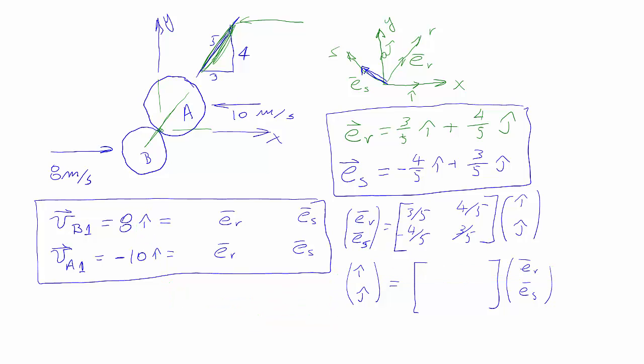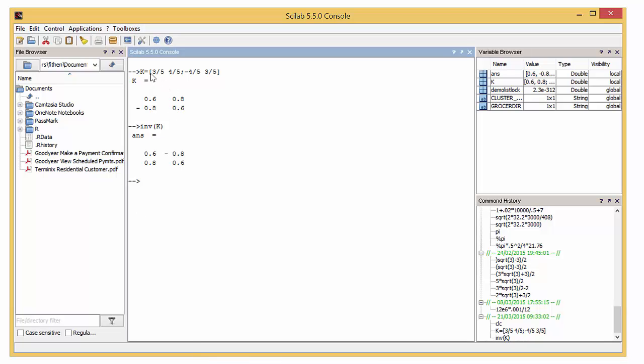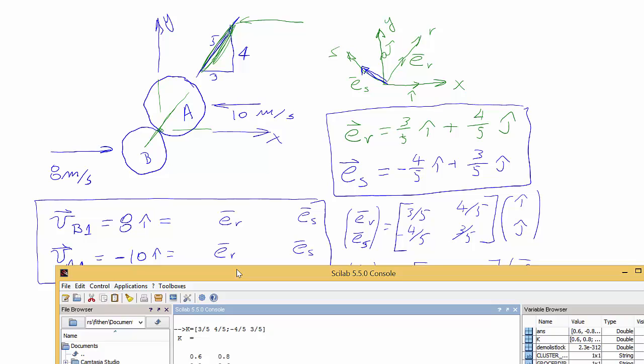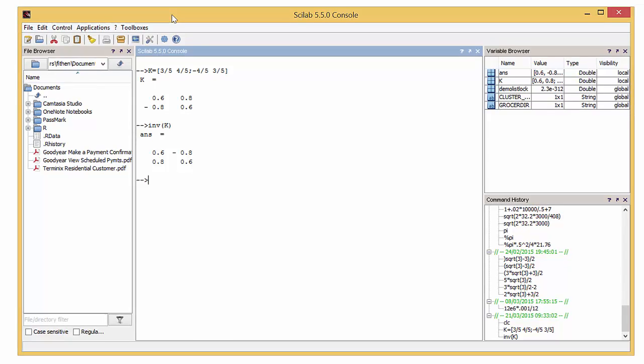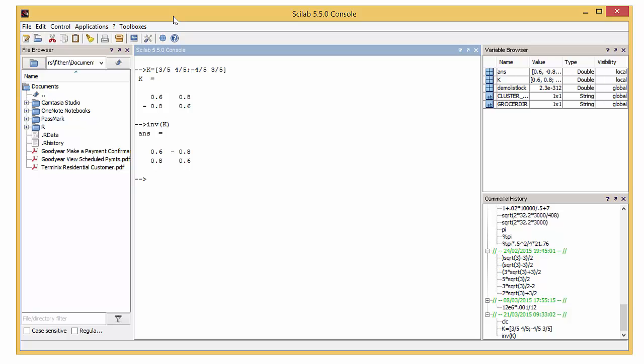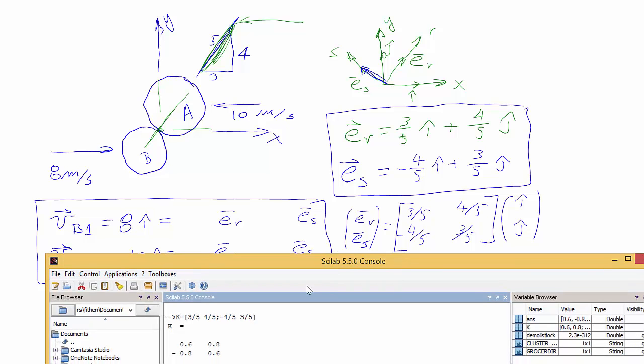That being the case, I can head off to a MATLAB-like product, and you'll see I already typed this out. This is Scilab, by the way. If you are not willing to pay for MATLAB and you're just using it at a lower level like what I'm doing here, it is very compatible with MATLAB. I'm doing 3/5, then 4/5, and then the semicolon moves me to the next line, and I have minus 4/5 and 3/5.